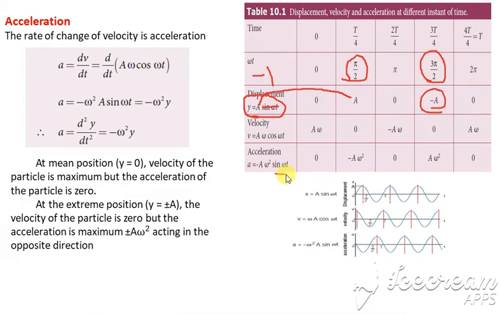Same way here also sin value, sin pi by 2 is what? 1. Okay, so 1 into minus a omega square, so it is minus a omega square. Next 3 pi by 2, 3 pi by 2 என்னது? Minus 1. So minus 1 into minus a omega square. Okay, so minus to minus is plus, so it is a omega square. So clear with these values?